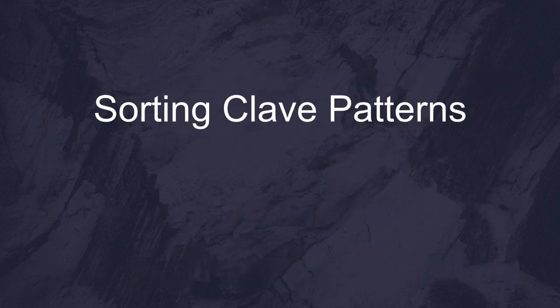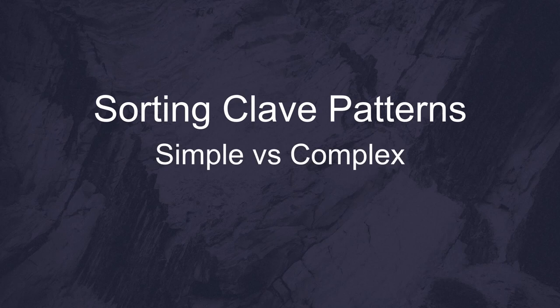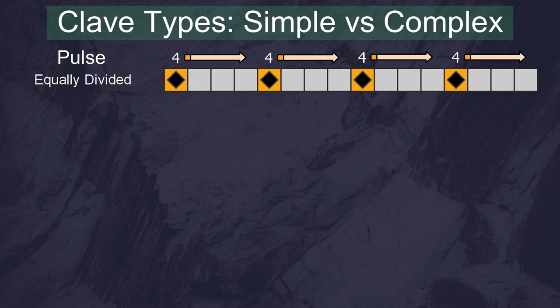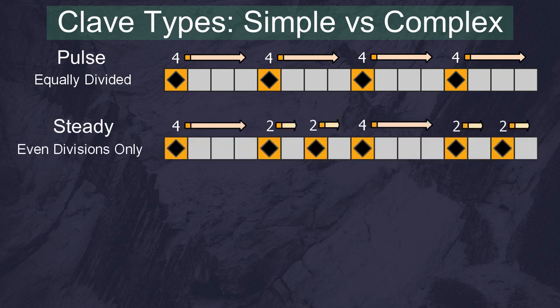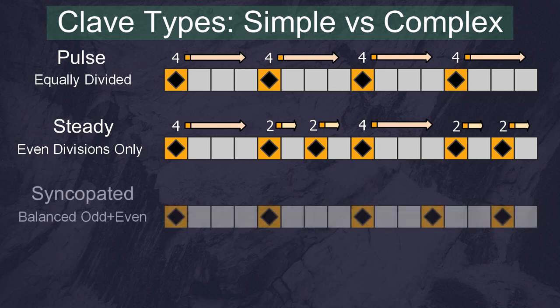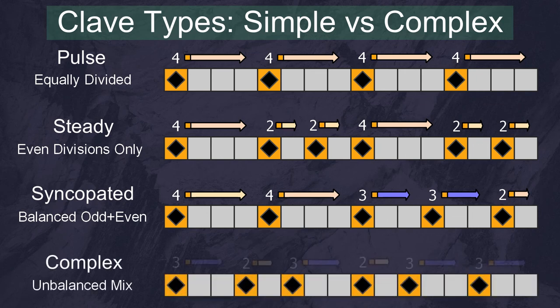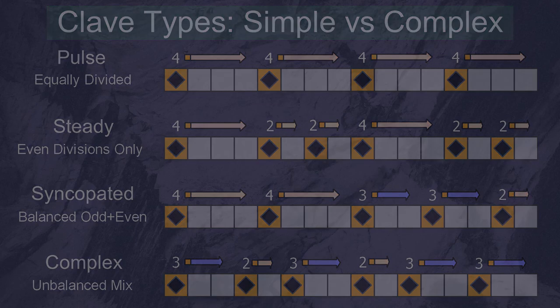There are a few different types of clave patterns, but it helps to think of them in terms of how simple or complex they are. Dividing the bar evenly will give us a regular pulse. Using only the even divisions of the bar will give us a steady beat, but not quite a pulse. Using a balance of even and odd divisions will create syncopation, and using an unbalanced mix of even and odd will sound complicated and overwhelming. By describing the balance between simple and complex, we can tune how we want the rhythm to sound.